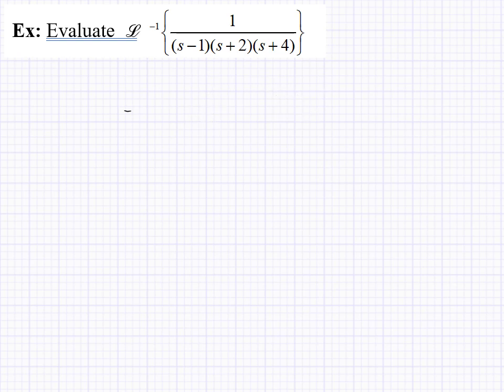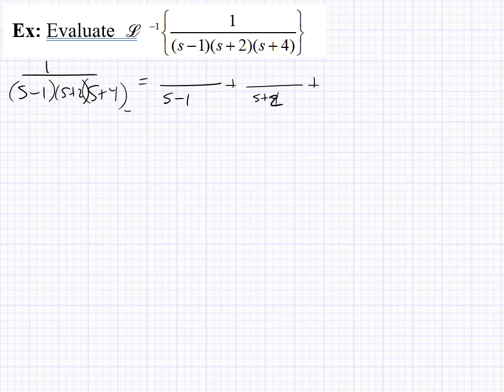So let's do some partial fraction decomposition. s minus 1, s plus 2, s plus 4. To split this apart, we'd split apart the denominator, which are these separate factors. They're all linear factors, which is nice. Now it's just a matter of figuring out what the numerators are. Since the denominator is linear, the numerator would be a constant, so a1, a2, a3.